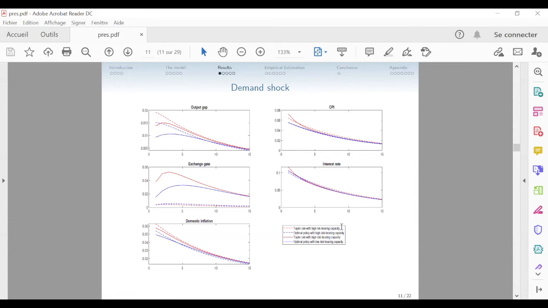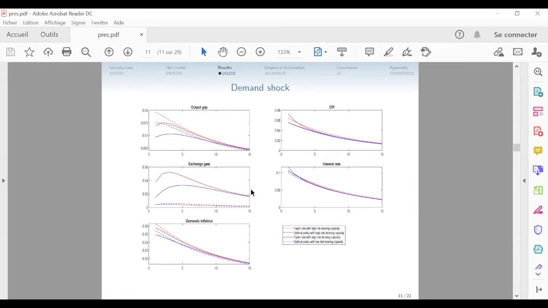That's why we have a depreciation followed by an appreciation when we look at the exchange rate. And obviously, when the risk increases, the depreciation at first is larger than with a low risk. So we have a larger depreciation followed by a larger appreciation.